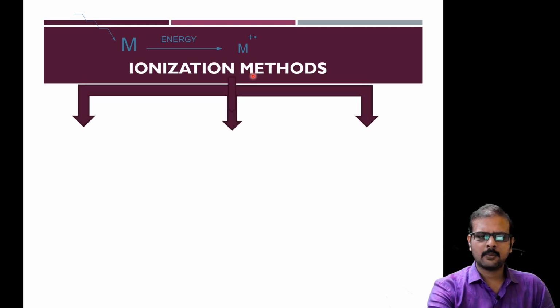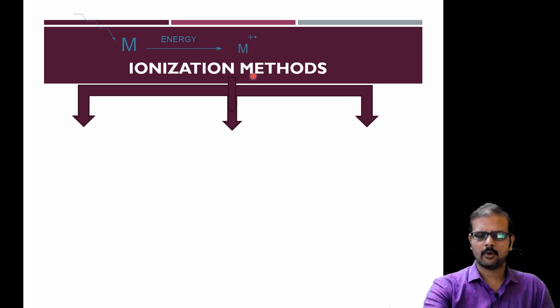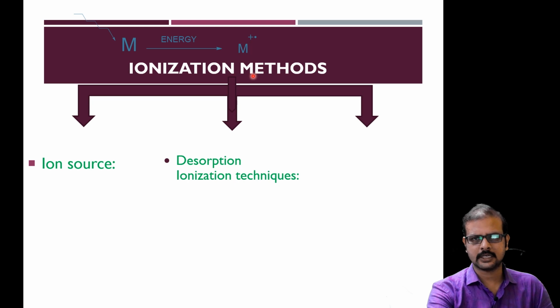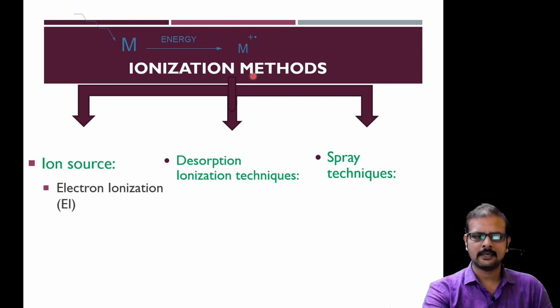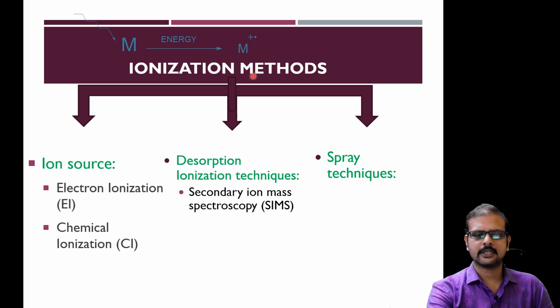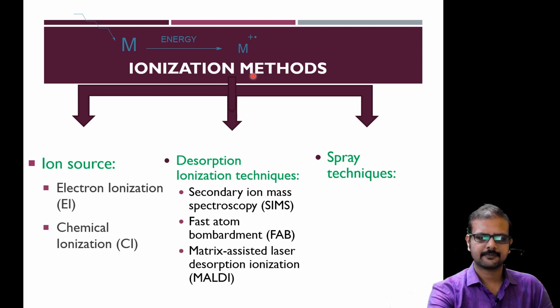There are so many methods involved in the ionization process, but initially we have only three main methods. The first one is the ionization source, the second one is the desorption ionization technique, and the third one is the spray technique. In the ionization source we again have electron ionization and chemical ionization. In the desorption technique we have secondary ion mass spectroscopy, fast atom bombardment, that is FAB. Next, matrix assisted laser desorption ionization, that is MALDI.